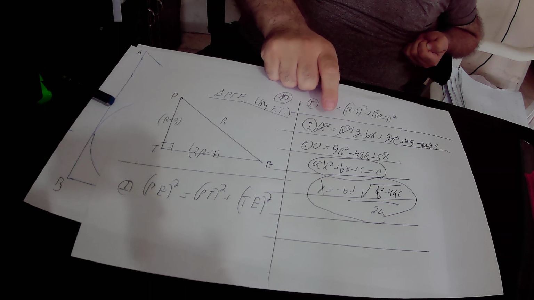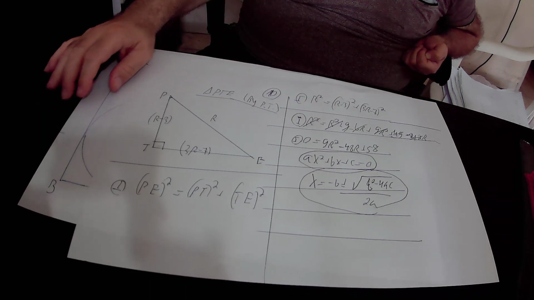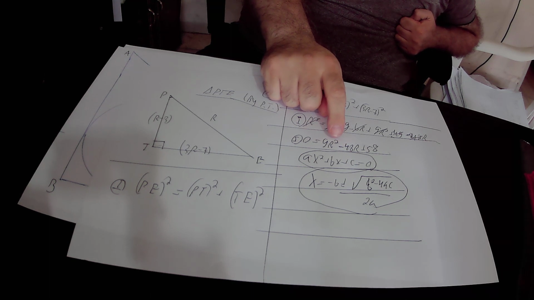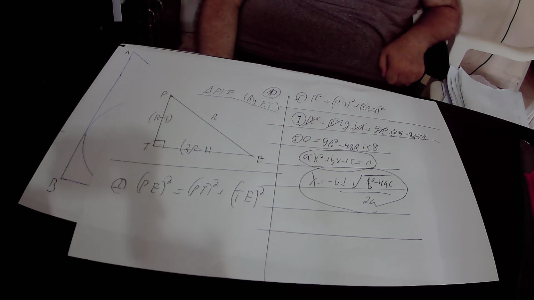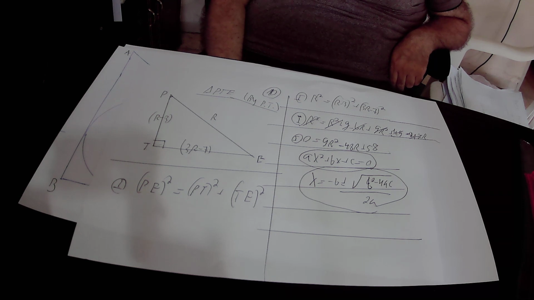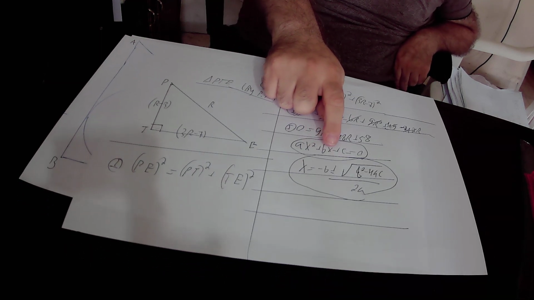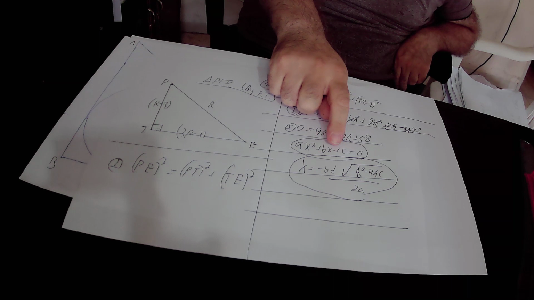This is a quadratic equation, and the general form of a quadratic equation is ax squared plus bx plus c equals 0. Here a, b, and c are the coefficients of the quadratic equation, and x is the variable that we are looking for. We will find the value of x according to the following formula: x equals minus b plus minus square root of b squared minus 4ac, over 2a.